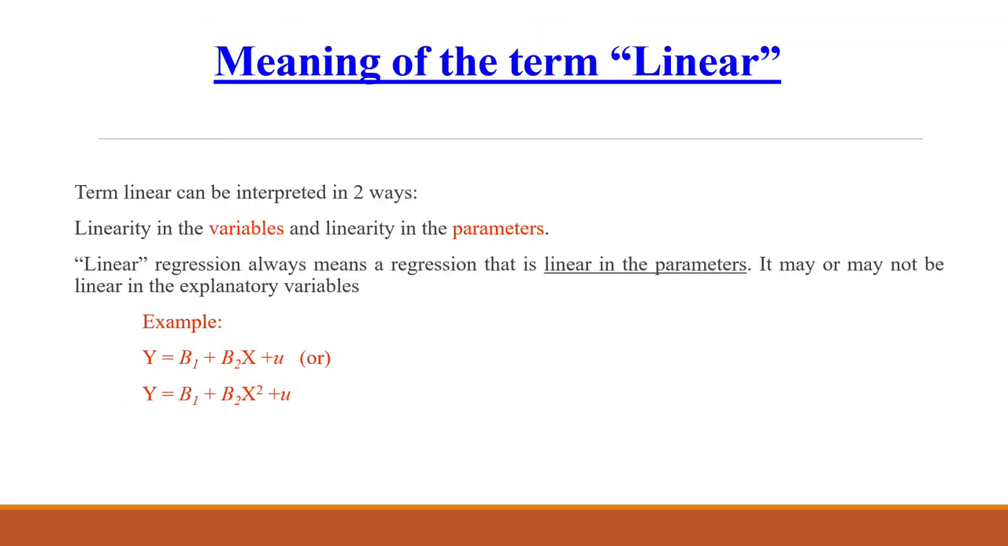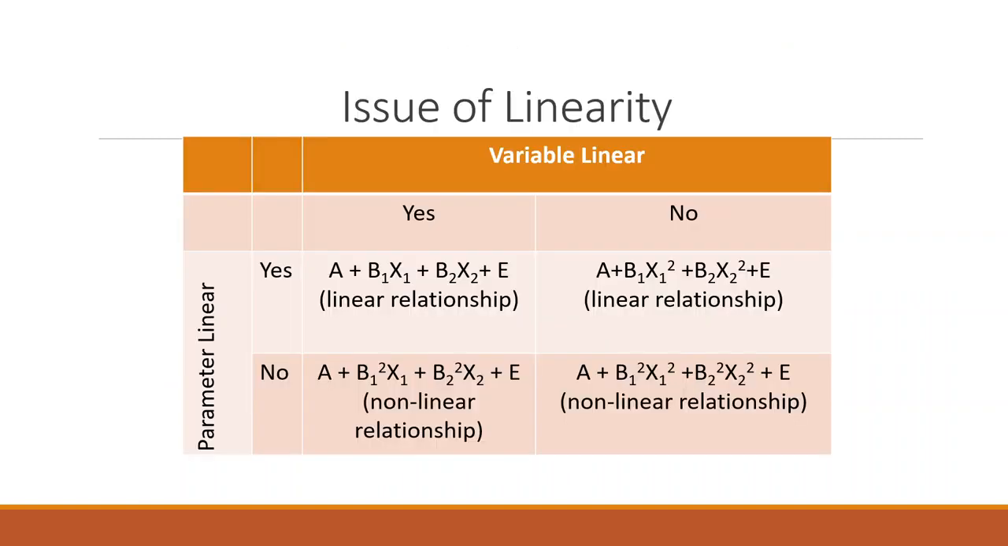We will always be dealing with the linear equation or linear regression in our analysis. The linearity can be interpreted in two ways: linearity in the variable and linearity in the parameter. So linear regression always means a regression that is linear in parameter. This I'll explain by using this chart. Variables are linear, yes and no. So you can see a plus b1 x1 plus b2 x2 plus an error term. This is linear in variables.